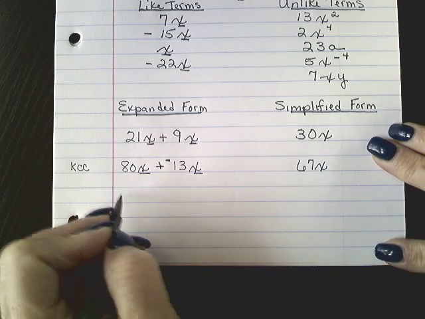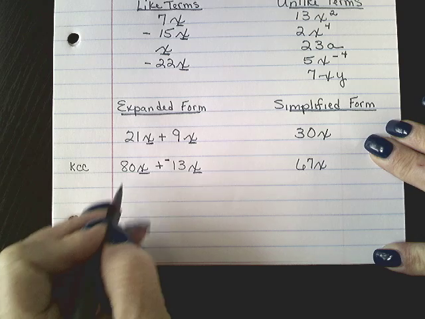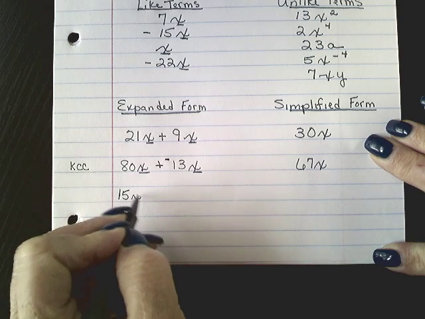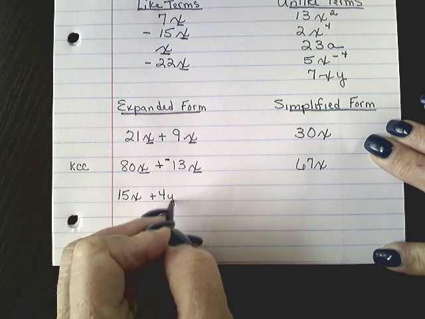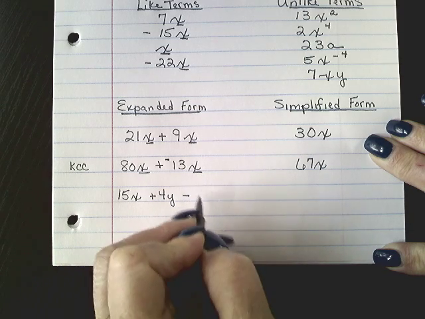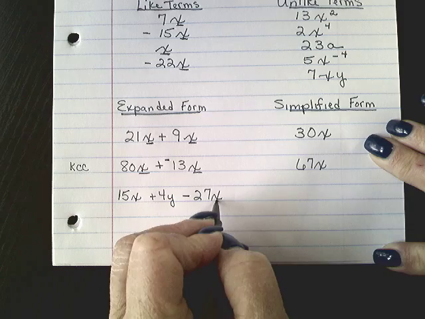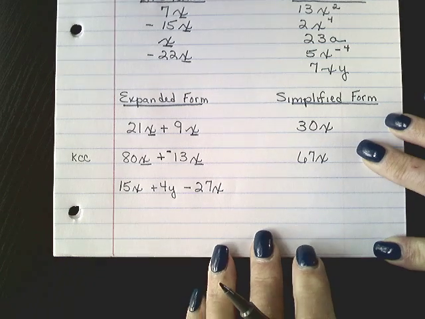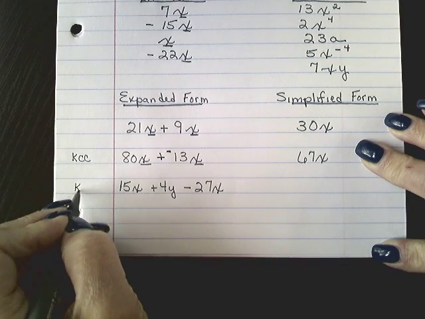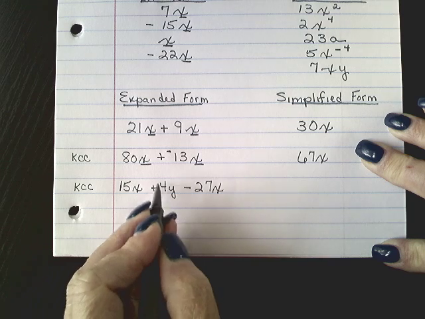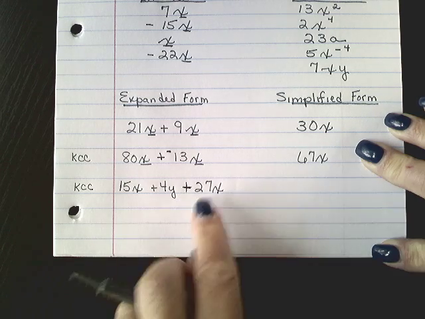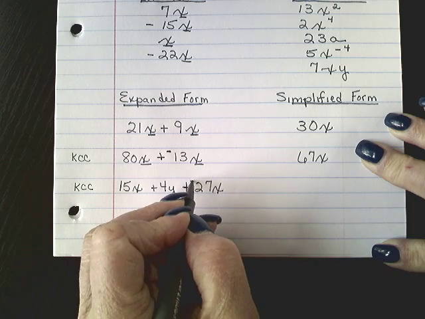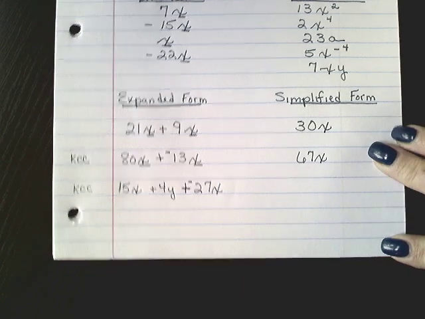All right, if I have 15x plus 4y minus 27x. First thing I want to do is my keep, change, change. Keep the 4y, change subtraction to addition, change positive 27 to its opposite, which is negative 27.